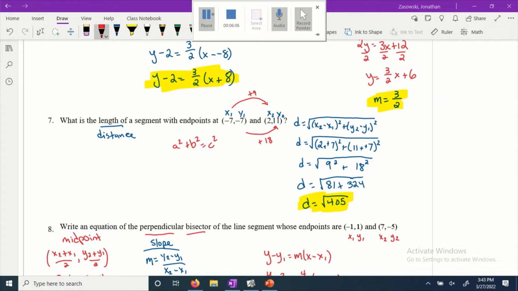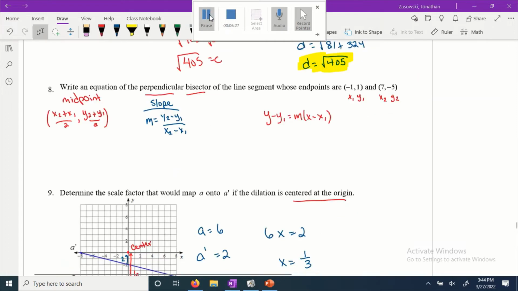So a is going to be either 9 or 18. That goes in for a and b. And then once again, 9 squared plus 18 squared, we just talked about that, is 405. And then we just take the square root to get c by itself, and we get the same answer. So that was another option on how to get that length. Okay, we'll take a look at 8.